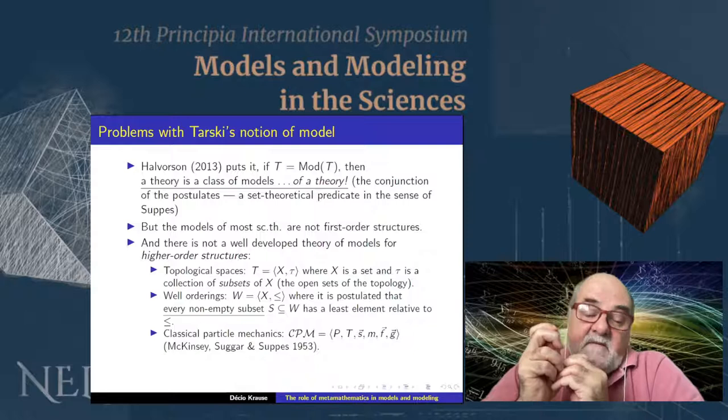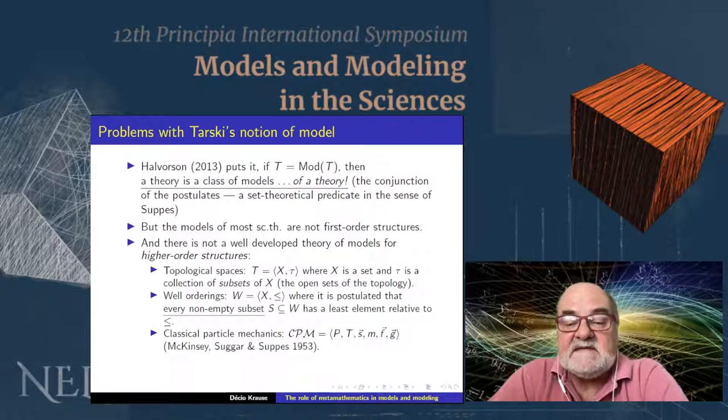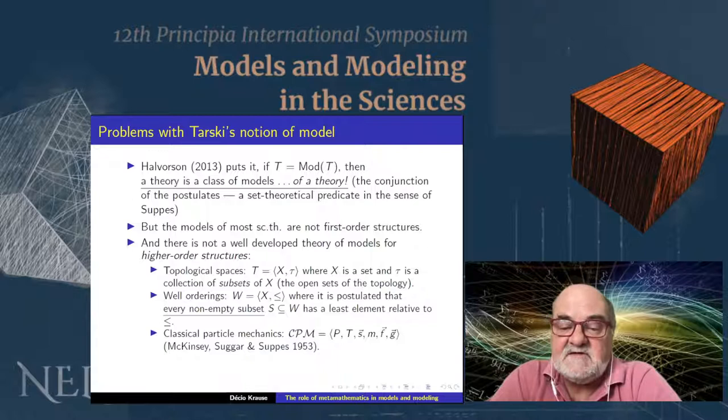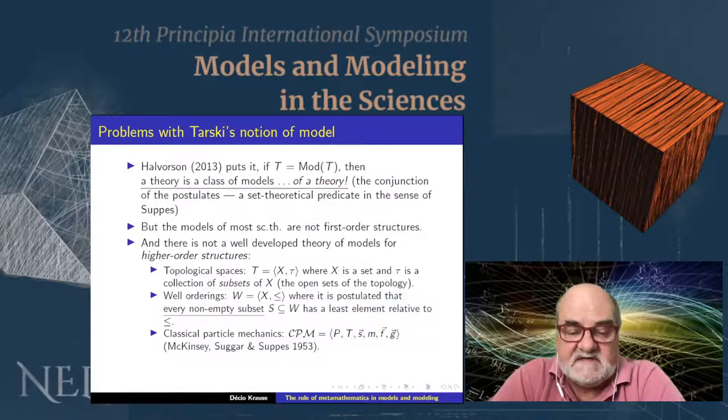The same thing holds for empirical science. For instance, classical particle mechanics, in the axiomatization given by McKinsey, Sugar and Suppes, involves a set P of particles, an interval of time T, the functions position, mass, internal forces, and external force. Of course, it's not a first-order structure. And in the same way, we can say the same about quantum mechanics.